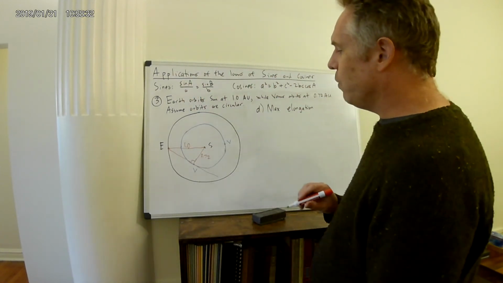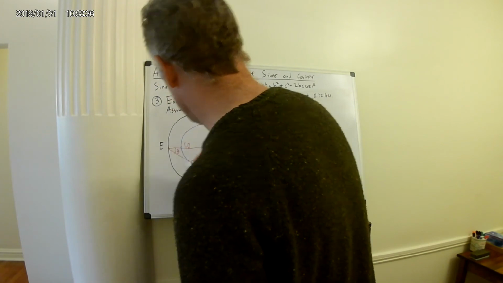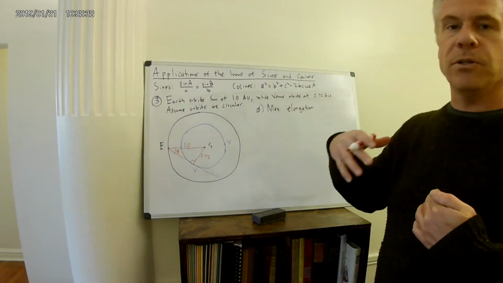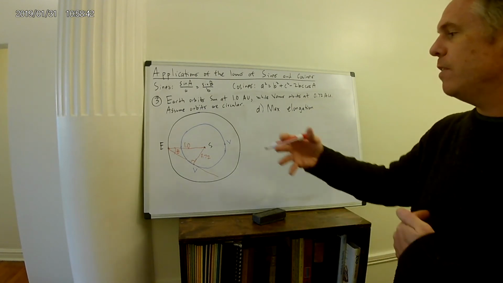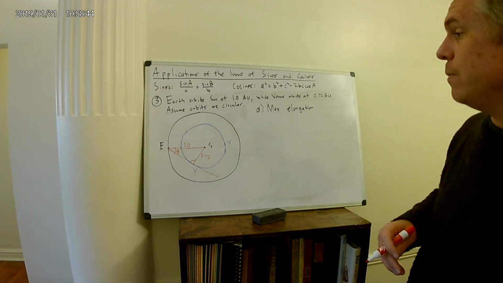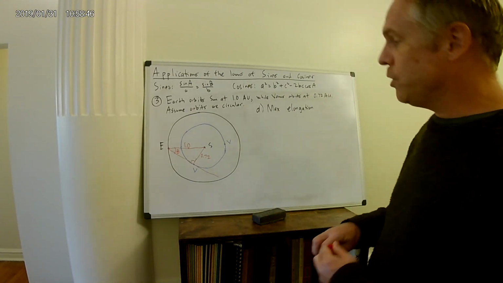What I want to figure out is the angle of maximum elongation. In other words, what's the furthest angle in the sky that Venus ever strays away from the sun? How far can Venus get from the sun in our sky? There's a maximum angle. This is it. Let's try to solve for this angle.